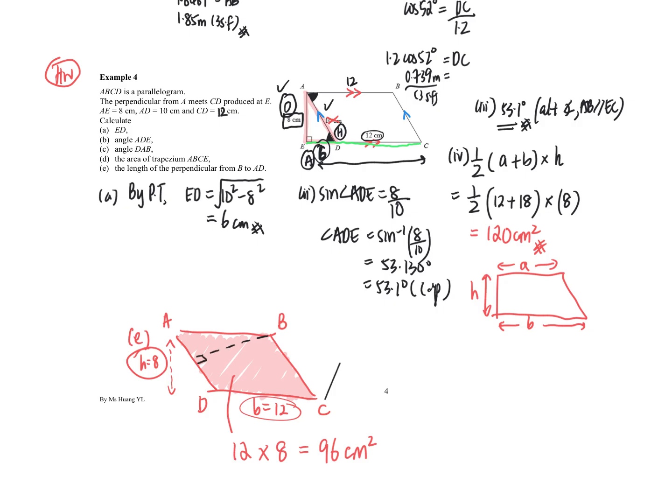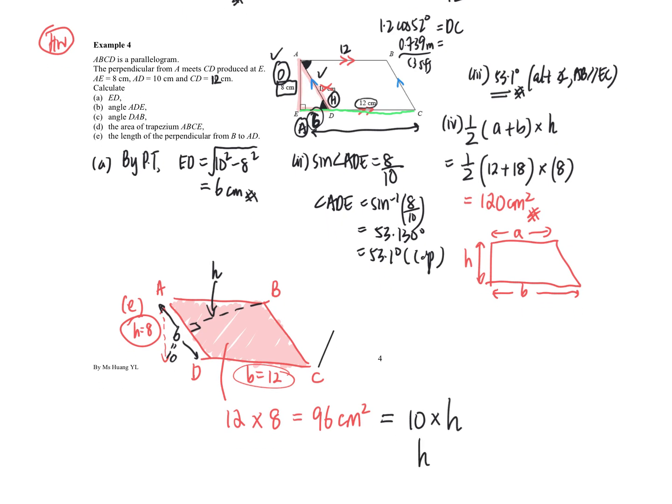Actually, this is the same parallelogram that we are looking at. If this is taken to be the base and this is taken to be the perpendicular height, then they should give me the same area. So now the base here is 10. So it is equivalent to 10 times the height that I'm trying to find. So actually H is just 9.6.